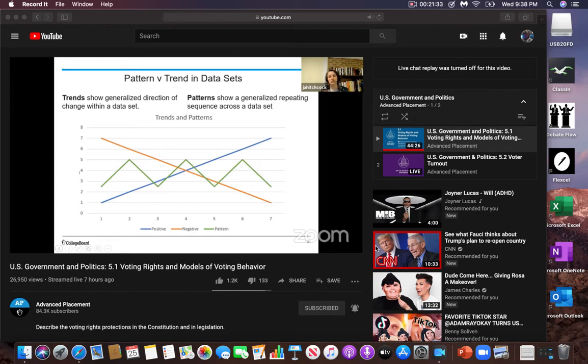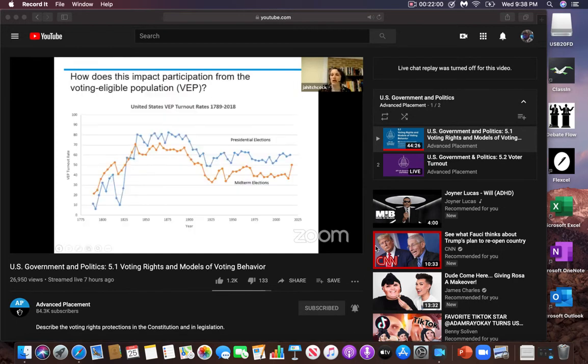That is different from a pattern. A pattern is a generalized repeating sequence across a data set. Again, this is like a perfect scenario. It's telling us that it's very measured, very predictable. Is it going to be like this when you're looking at a data set? Probably not. But if you think about it, do I see positive? Do I see negative? Do I see some kind of predictable thing? In particular, think about what else is happening at the same time that might help you pinpoint some of those patterns.